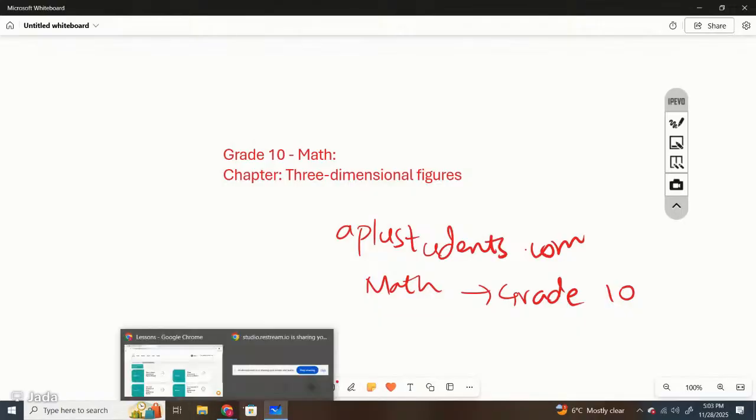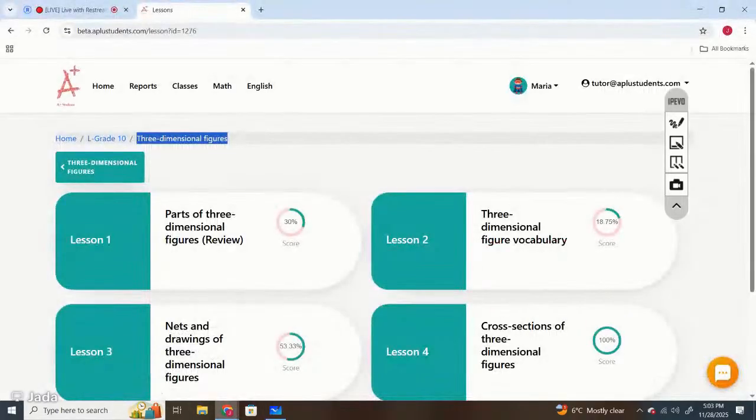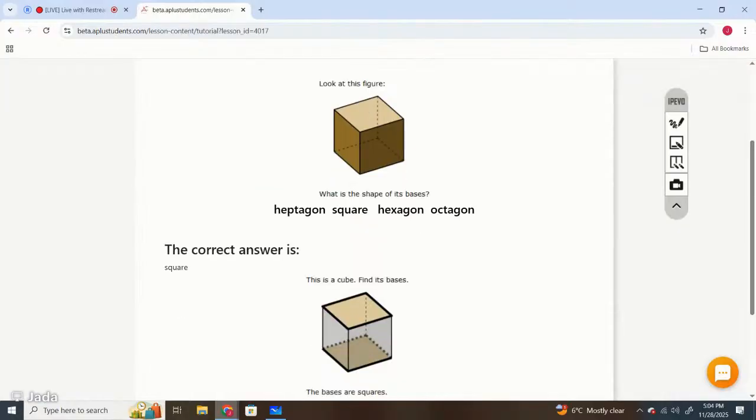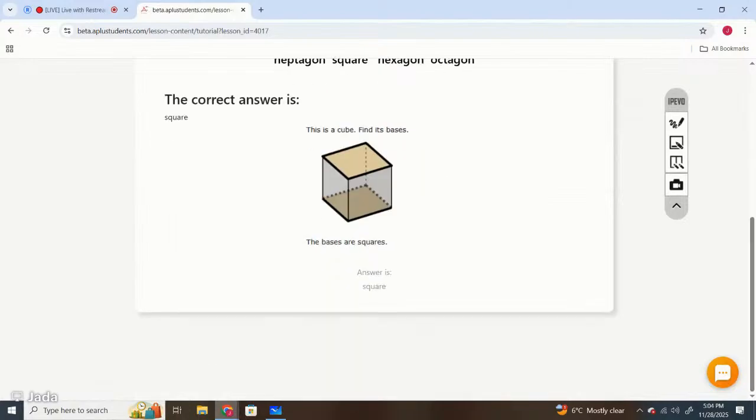So here I'm on grade 10 math. The chapter we're on right now is three-dimensional figures. Let's just start with the lesson, parts of three-dimensional figures. Look at this figure. What is the shape of its base? So its base is a square. The bases are square.